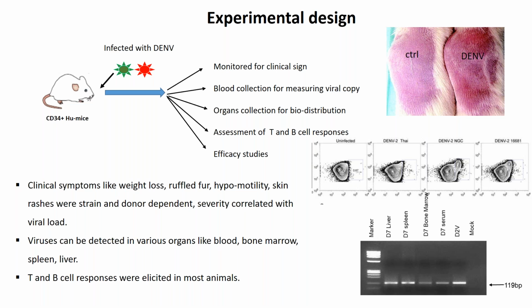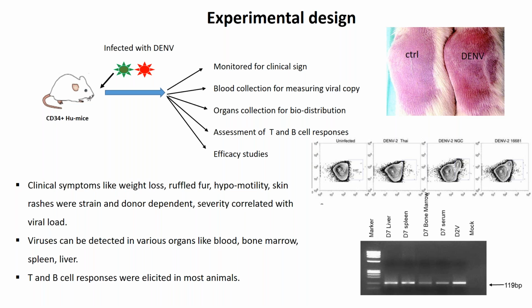The severity of these clinical symptoms depended on the viral load most of the time. Here in the top right, we see a skin rash which developed in response to dengue infection. In the middle graph are the different strains of dengue virus, which infected these animals at different levels. When we did the biodistribution assay, we found that the virus could be easily detected by simple PCR techniques in the liver, bone marrow, spleen, serum, etc.